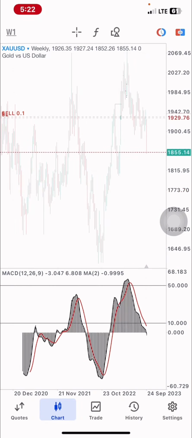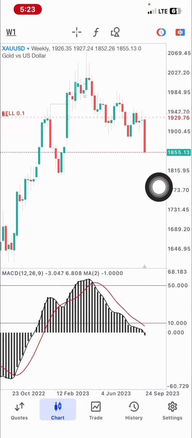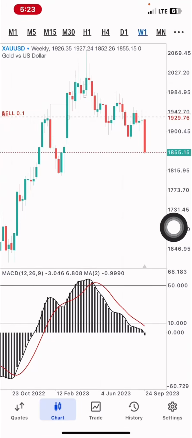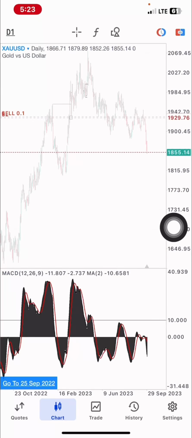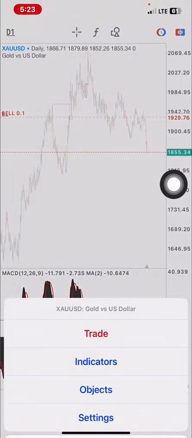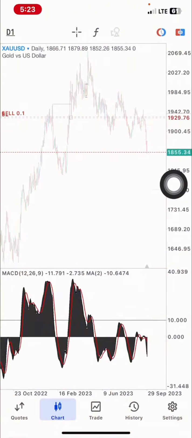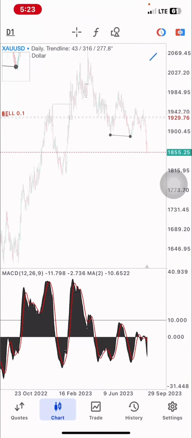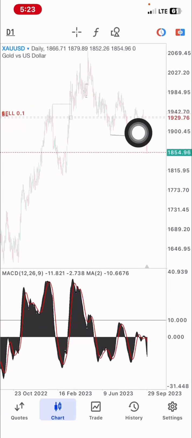You have to go to the daily time frame or the weekly time frame. From the weekly time frame, the market is selling. From the daily time frame, the market has been selling. The market sold from this point and got right here. From here it sold, and it took out this particular low. Can you see? Price took out that low right here, and it went back upward.